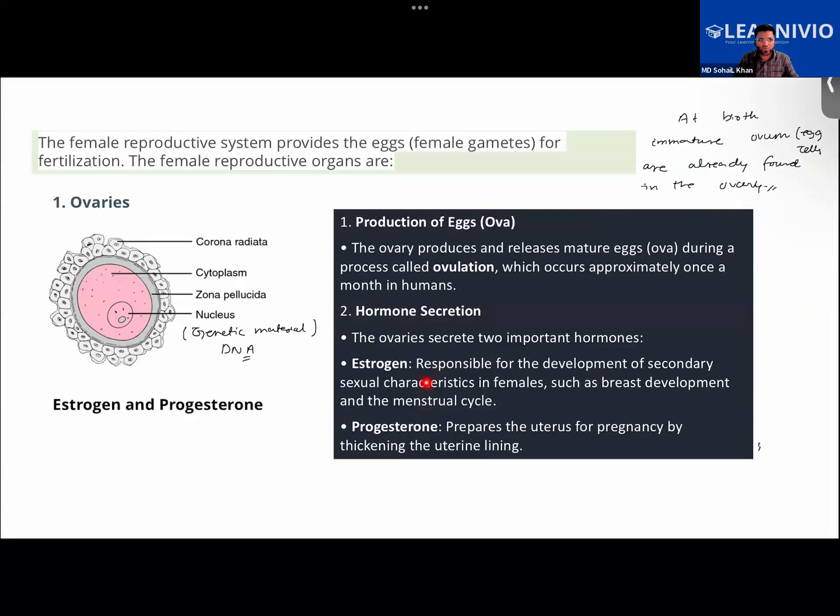Estrogen plays an important role in the development of secondary sexual characteristics in females. What are the secondary sexual characteristics in humans? These are the characteristics by which the male and female can be differentiated. Then the ovary also produces progesterone, which particularly plays an important role during pregnancy.